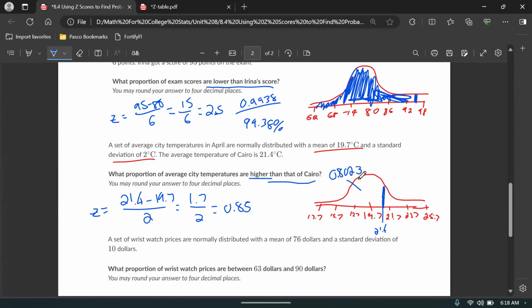So if this area is to the left, then to the right would be 1 minus 0.8023, which comes out to 0.1977. There you go. So 80% are lower than Cairo's, almost 20% is more than Cairo's. And we wanted more because it said higher, right? So keep that in mind.